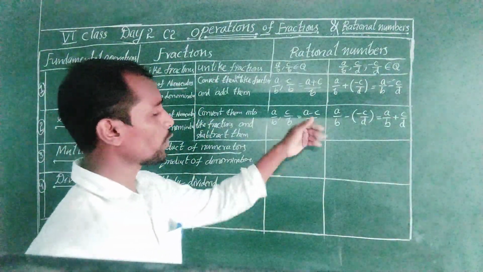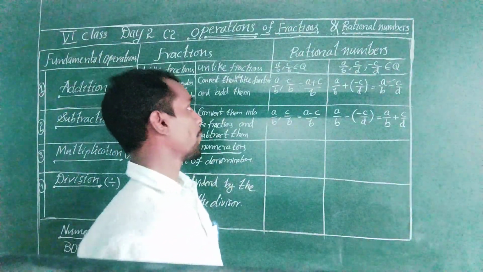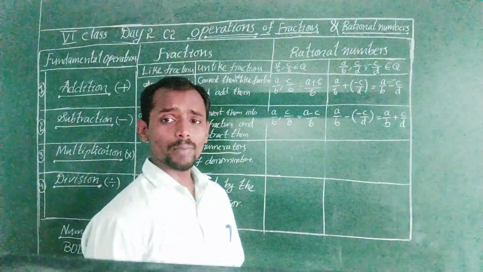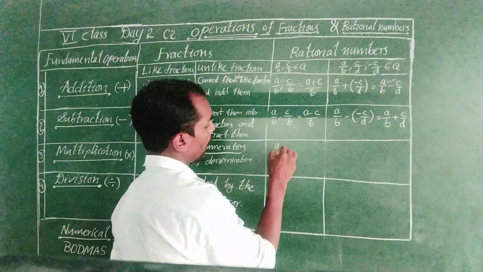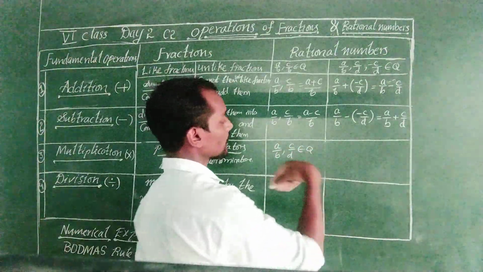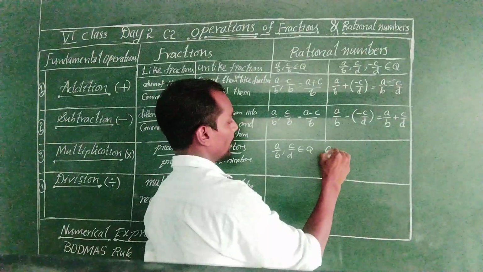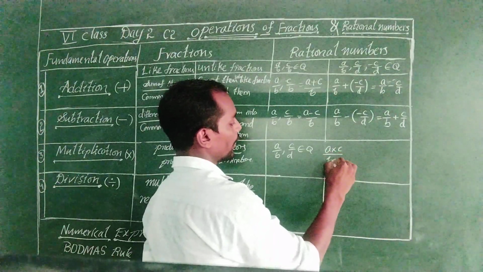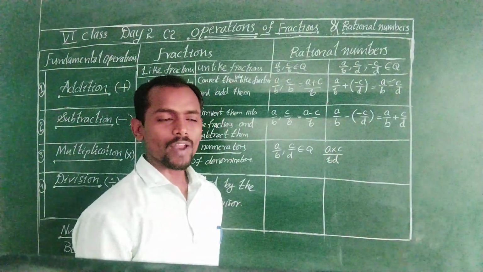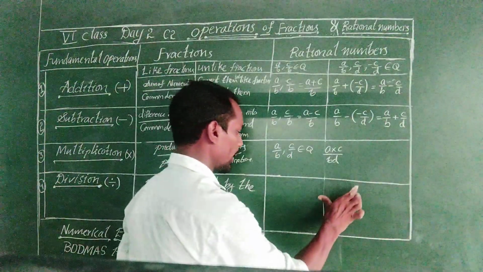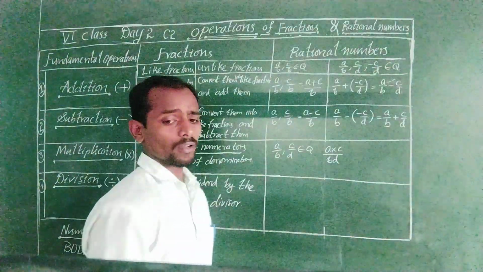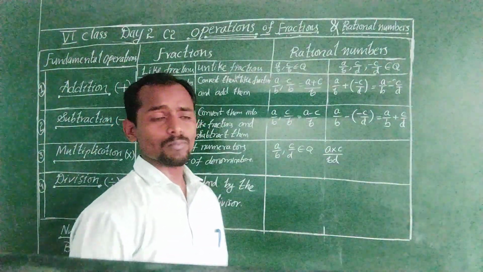Multiplication of two rational numbers is again the same. If a by b and c by d are two rational numbers, then the product is the product of numerators by the product of denominators, a into c by b into d. When they are in simplest form of the fraction, we can do it like this. When they are not in the simplest form, we can also do it after finding the product of both numerator and denominator, and then simplify it.